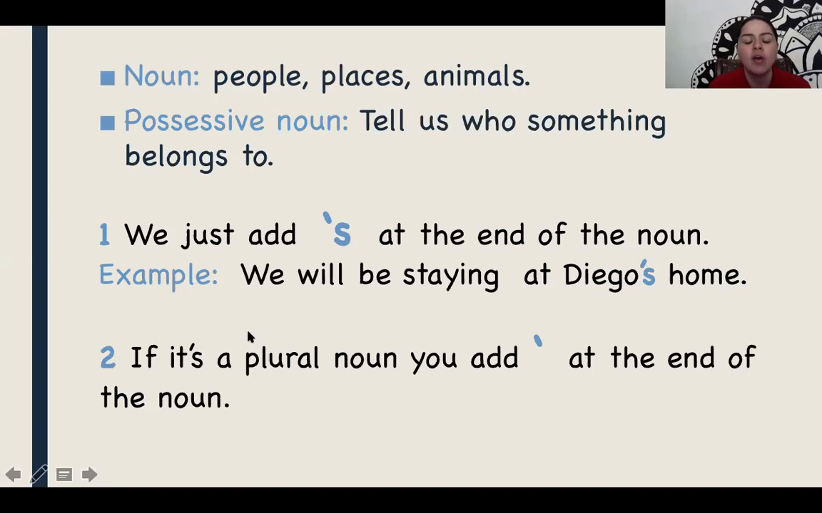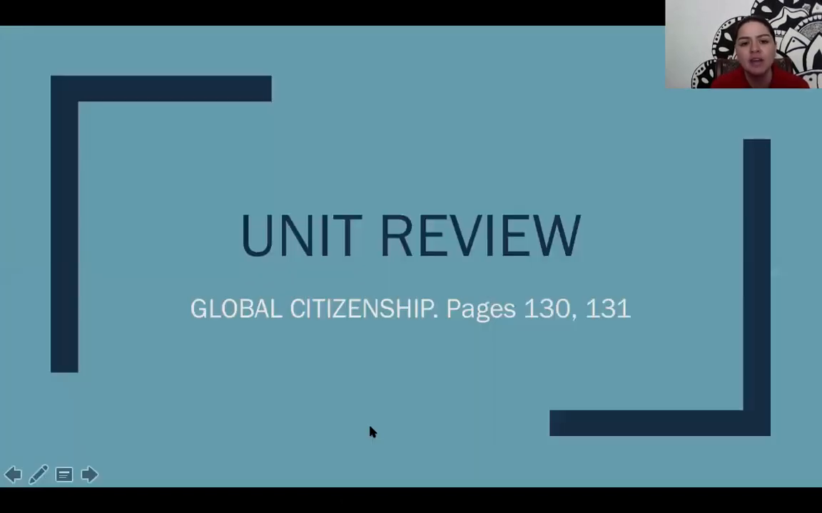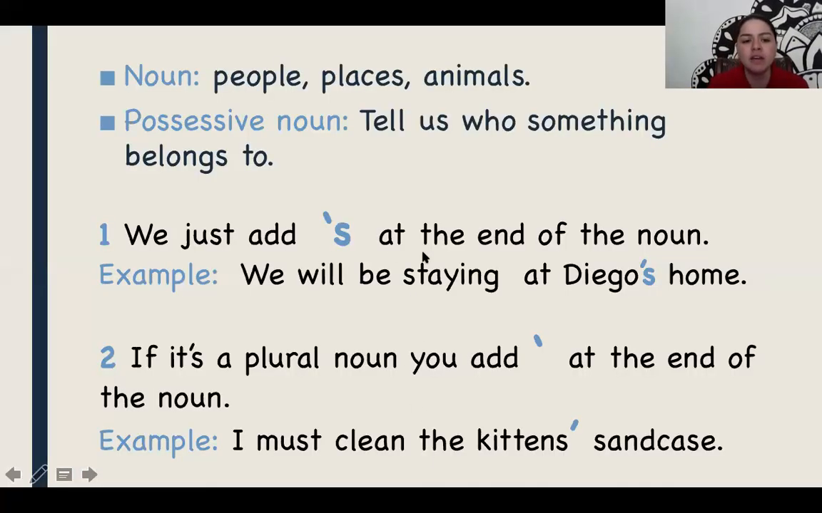Now, we have the second rule. If it's a plural noun, you add just the apostrophe at the end of the noun. Let's see the example. I must clean the kittens' sand case. Okay, kittens is a plural noun, so I add my apostrophe at the end. And this tells me that the sand case belongs to my kittens. Okay? Now, sorry about that. Okay, these are my two rules.